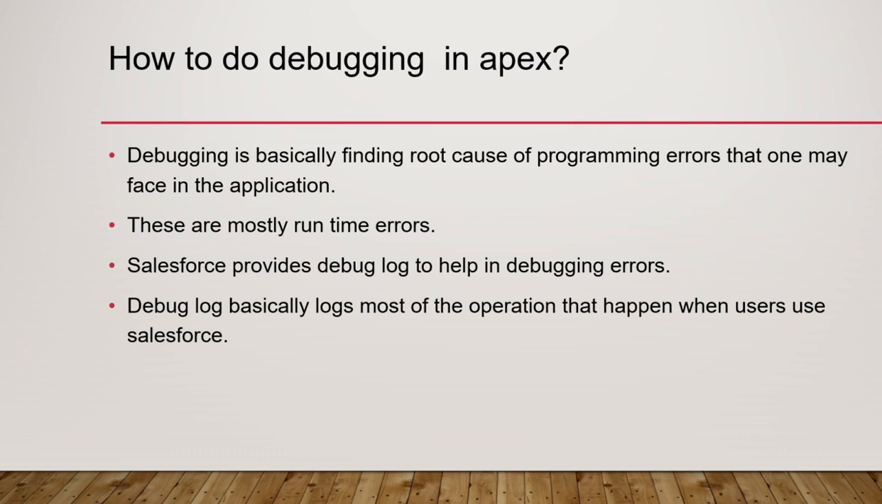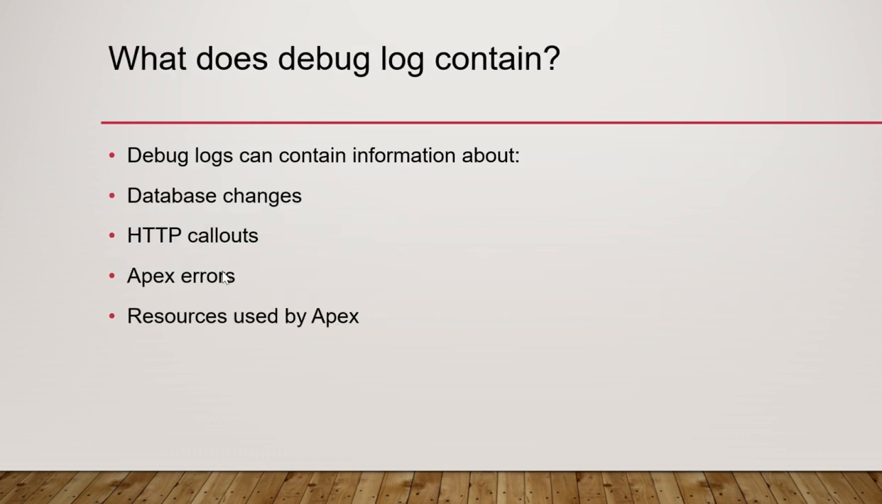So how do you do that? Salesforce provides a debug log to help in debugging errors. The debug log basically logs most of the operations that happen when users use Salesforce. Most of the operations that happen when you work are logged into the debug log. Even successful processes are also logged into the debug log. So what does the debug log contain?